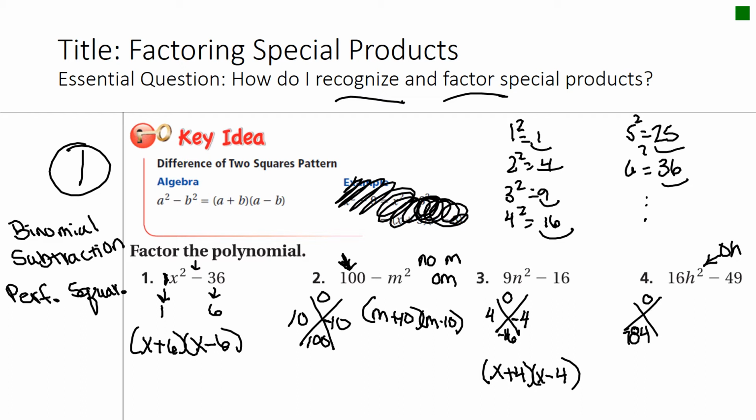What might be easier for this problem is because it's a difference of two squares, it's one of the special ones, we can just think, okay, the perfect square of 16 is 4, the perfect square of 49 is 7. So this one will technically be 4h plus 7 times 4h minus 7.